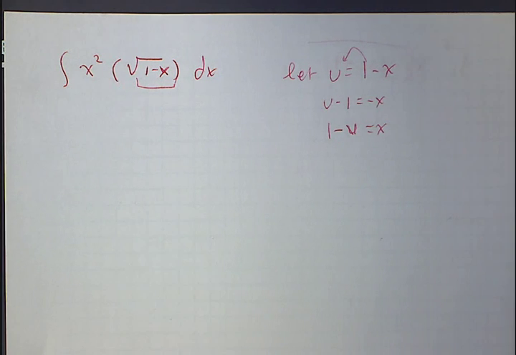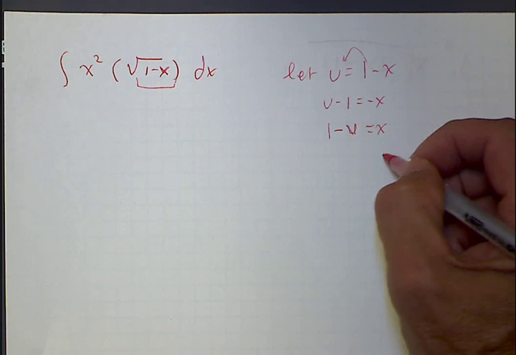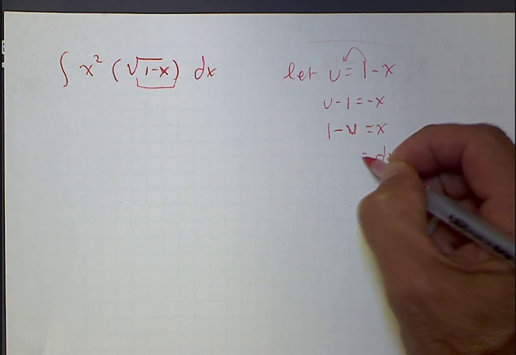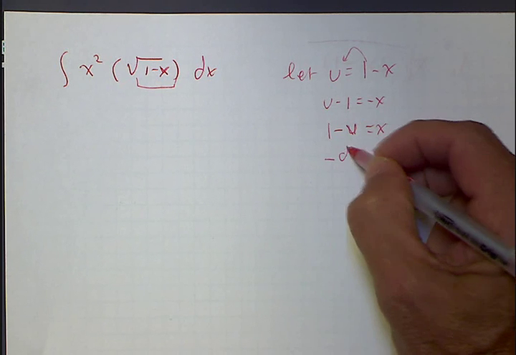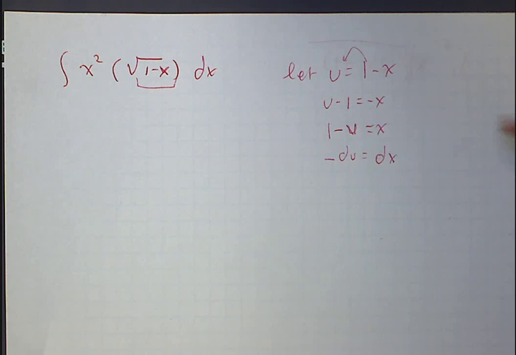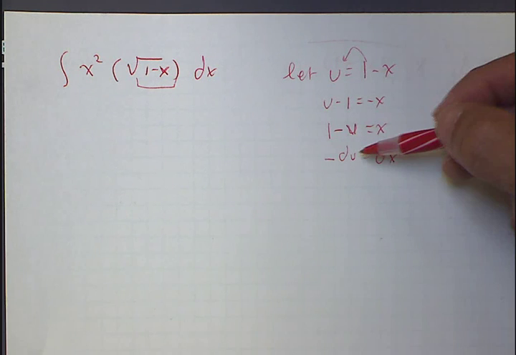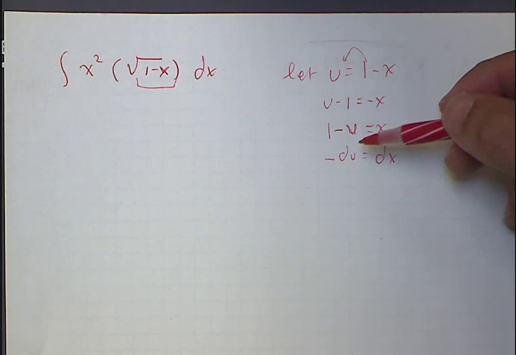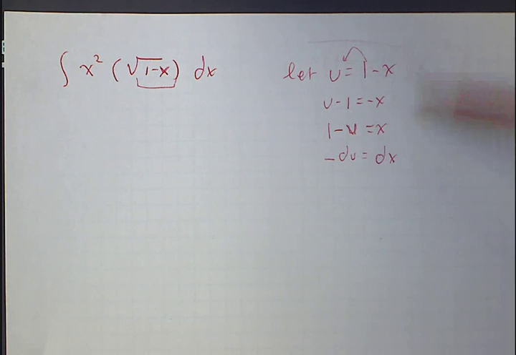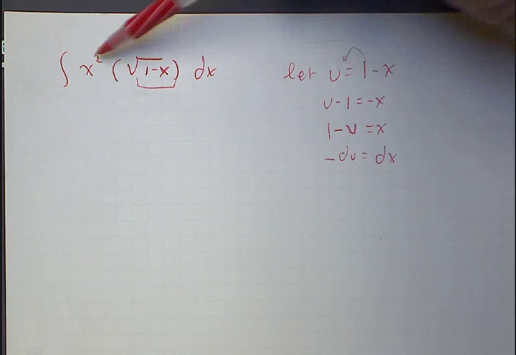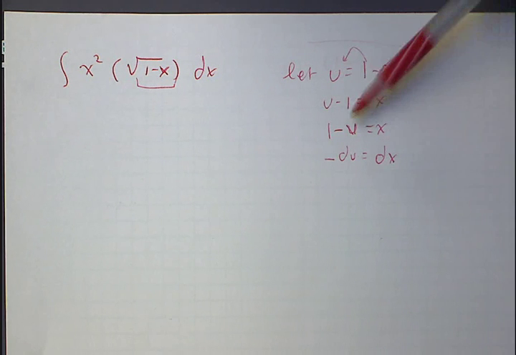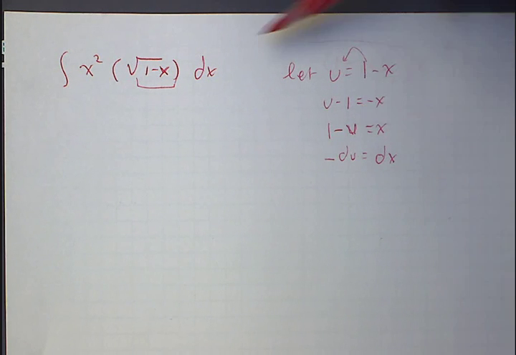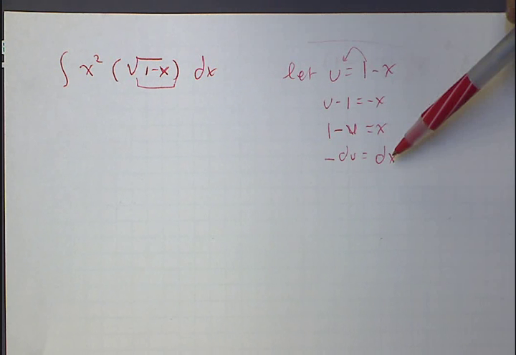Now that I've got this, instead of finding du, I'm going to find dx. Okay, and it'll always want to work this way. We'll have dx equal to something du. In this case, it winds up being a negative du, and that's okay. I'll show you that works here in a second. But the point is, I'm going to replace the x's with what x is, which is 1 minus u. And I'm going to replace the dx with what dx is, which is negative du.